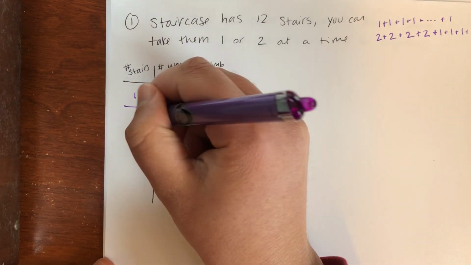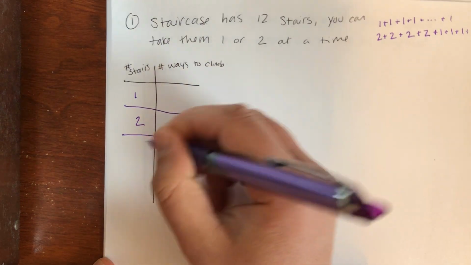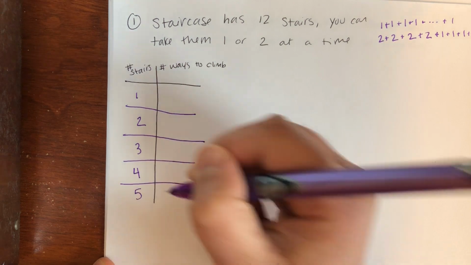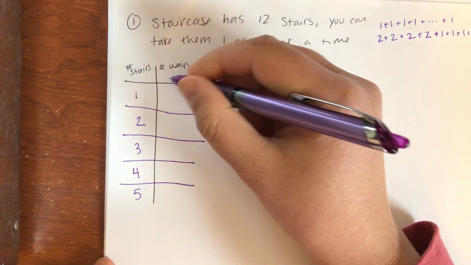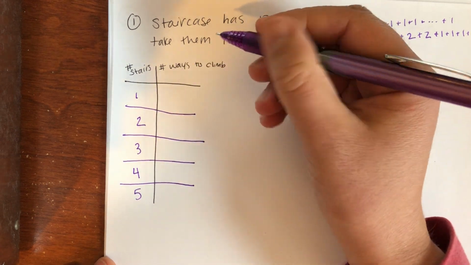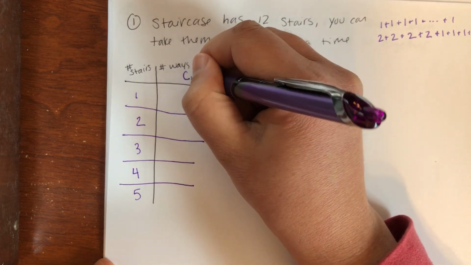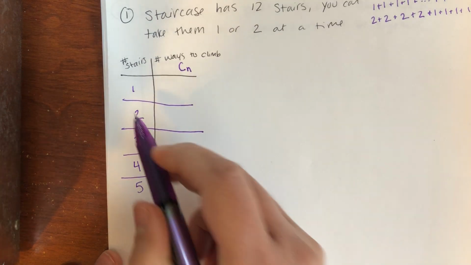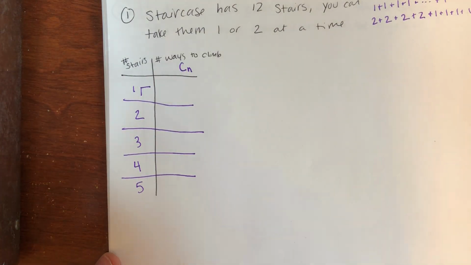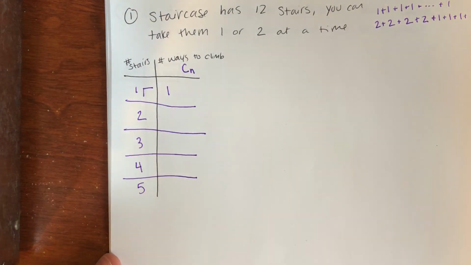So we're going to look at some smaller staircases, a staircase with just 1 stair or 2 stairs or 3 or 4 or 5, and try to work our way up. And now here we're going to fill in how many ways you can climb a staircase with this many stairs. I'm going to call this number Cn just so I can refer to it later. So if your staircase just has 1 stair, it looks like this, there's only 1 way to climb it. It's to climb that 1 stair, so just 1 way.